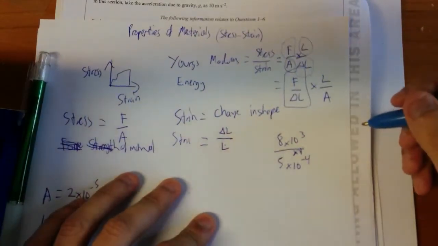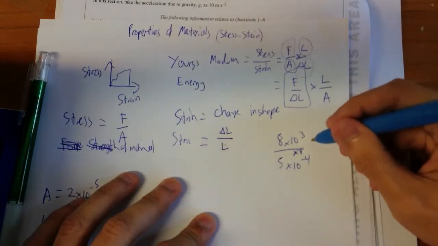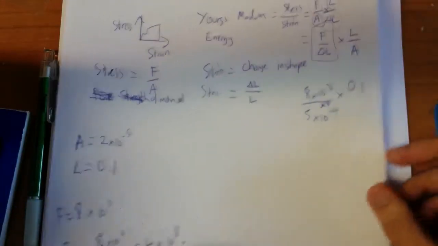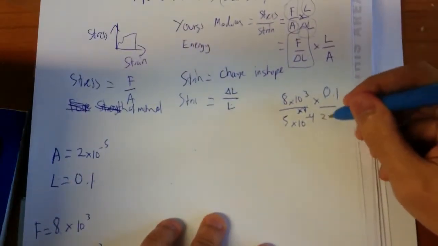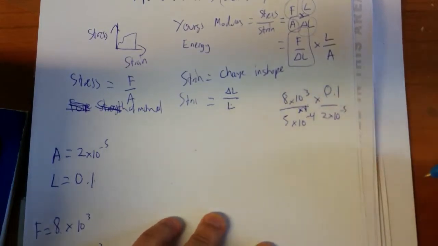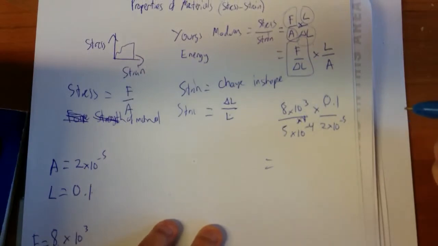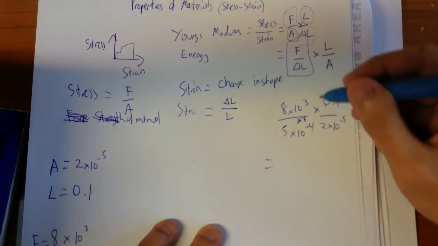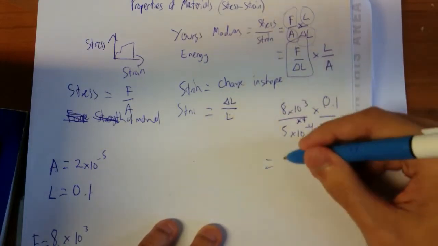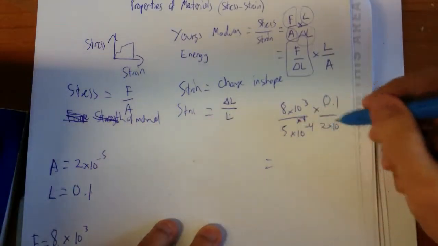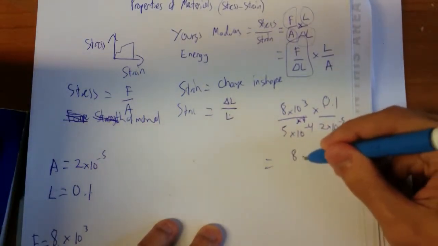And then you times L, which was 0.1, divided by area, which was 2 times 10 to the power of negative 5. And now we just solve that. Can you solve it for me? Oh no. Okay, so I'll help you do it. 8 divided by 5 is 1.6. Why don't you just do it like this? There's 5 times 2, that becomes 10, so that you have 8 times 0.